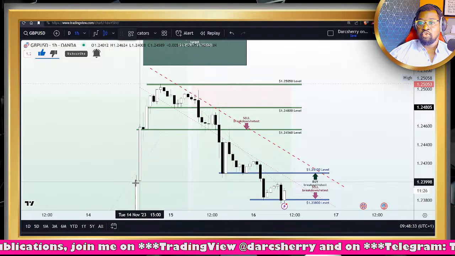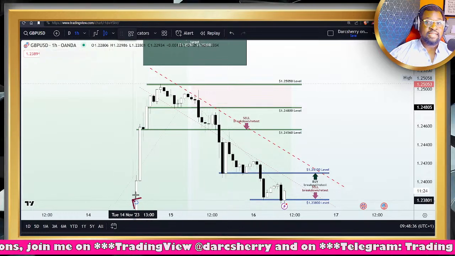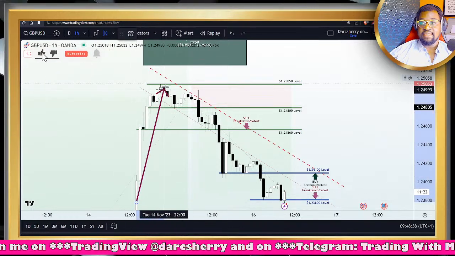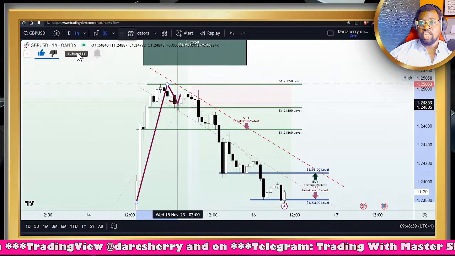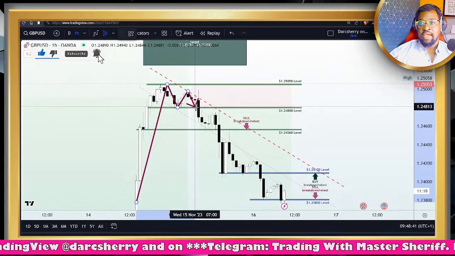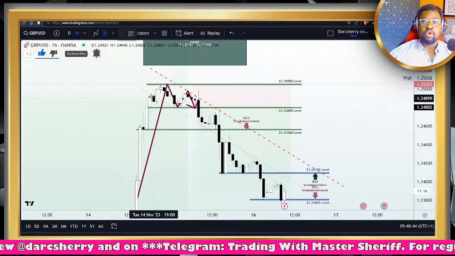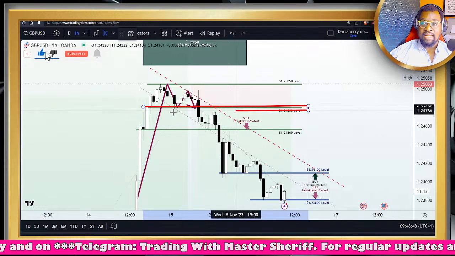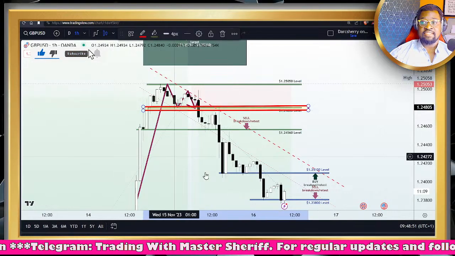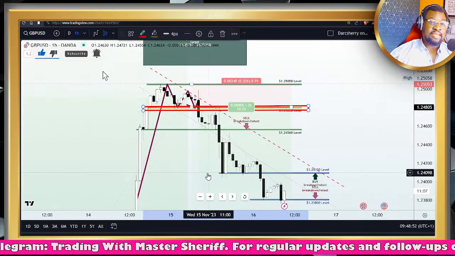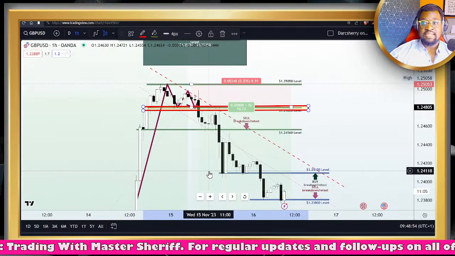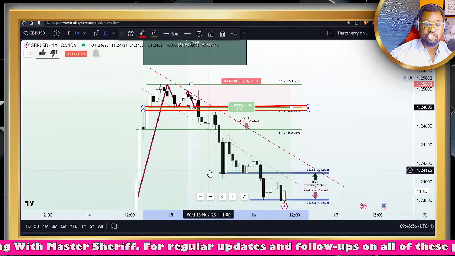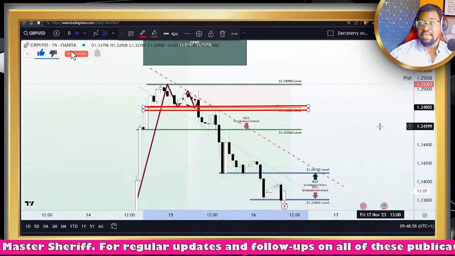We said we would be using the 1.248 area as a yardstick to guide any selling opportunities. So we saw this double top structure here, and we marked out the 1.248 as the neckline of that reversal pattern. And one thing we said here yesterday is that a breakdown and retest of this neckline would give us an opportunity to sell, which was exactly what happened.